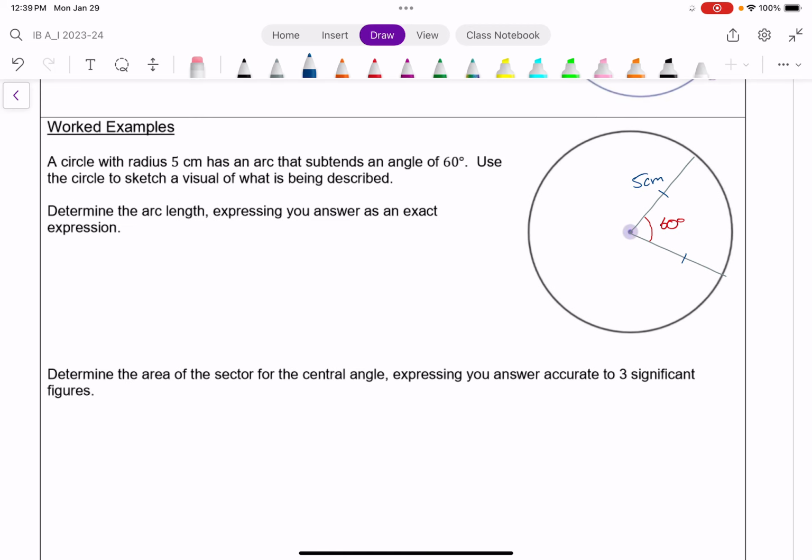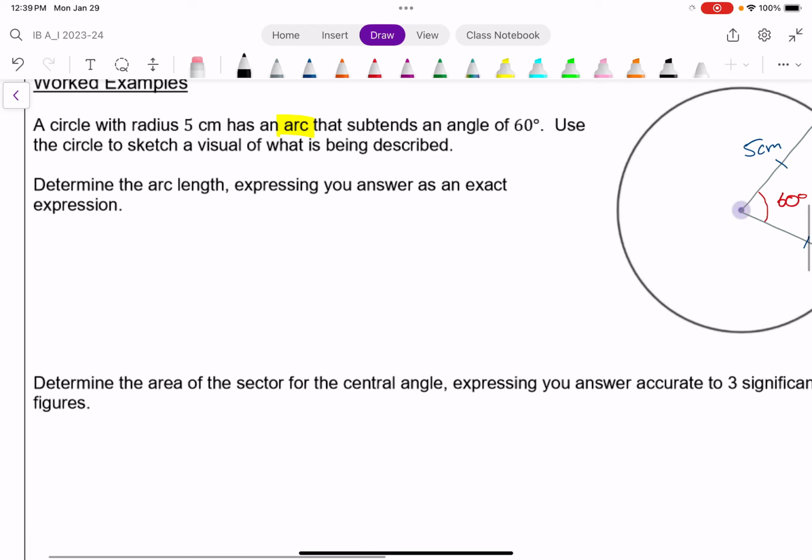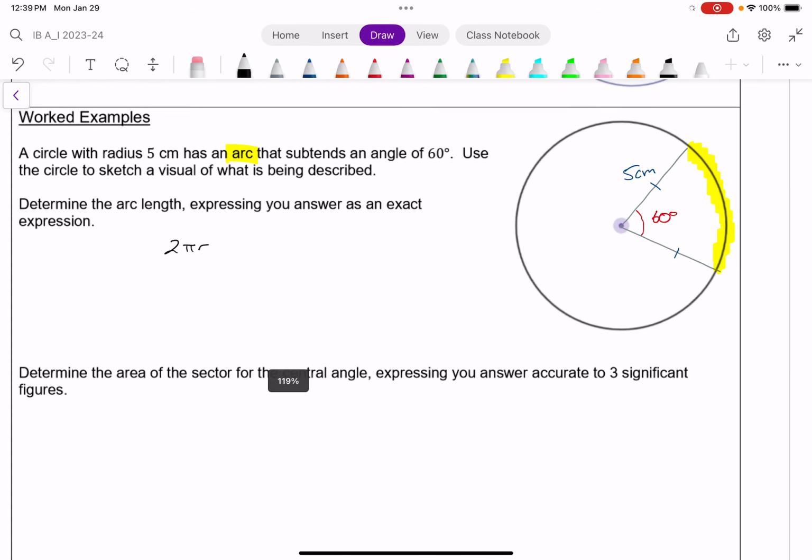So now what you see is what's being described here: a circle with a radius of 5 centimeters, and the arc is this part here that I'll leave highlighted in yellow. All right, and so let's determine that arc length. One of the key ideas is that the part highlighted is really just a piece of the circumference, and the circumference of any circle is pi times the diameter, or 2 pi r.